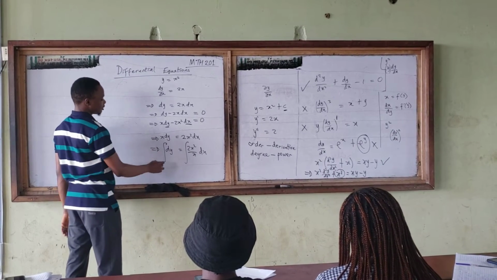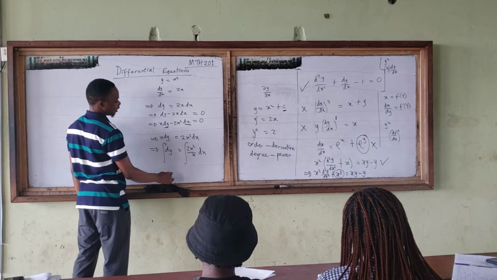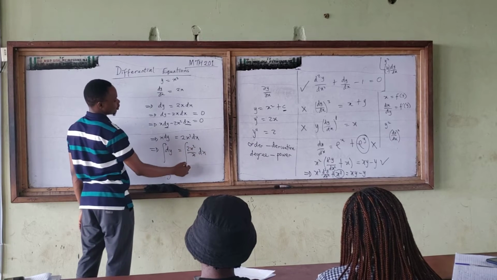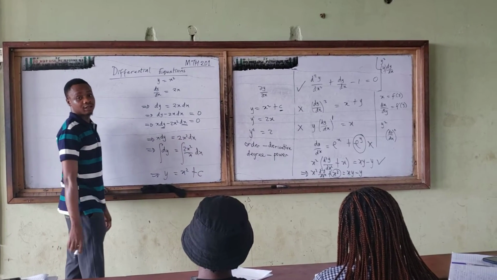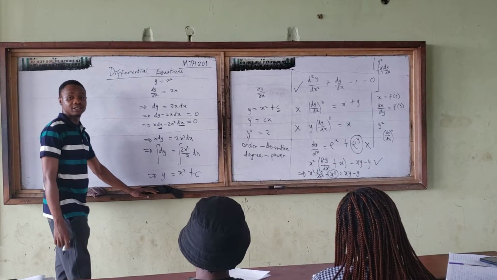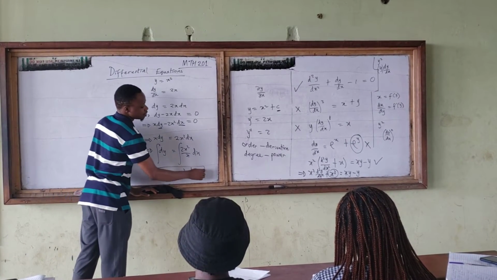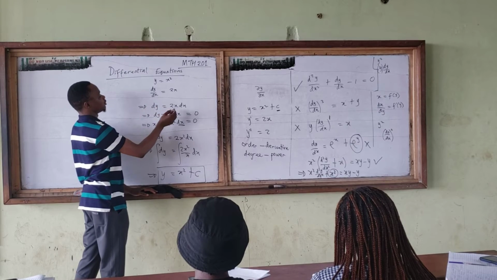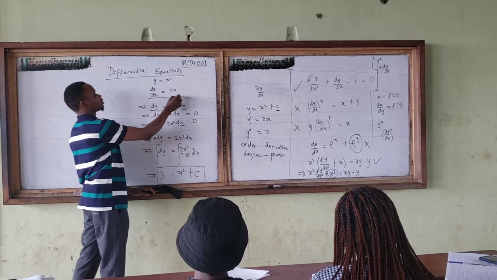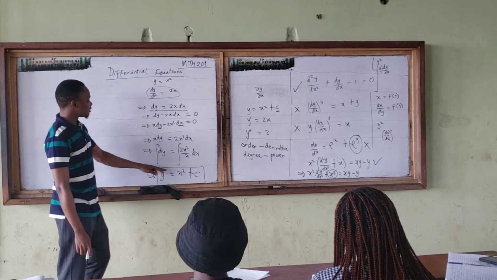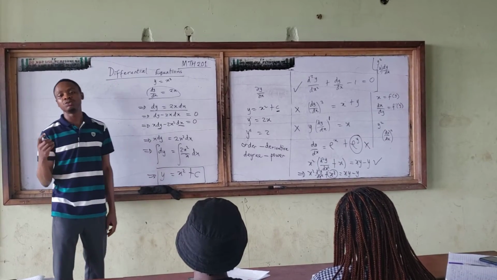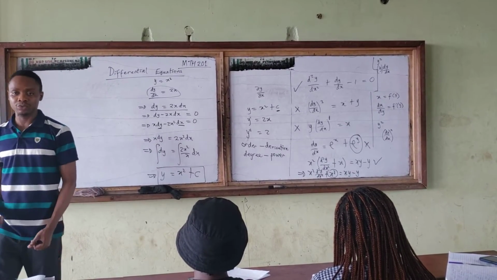So I can say that integral of dy should be y, and integral of this is just 2x, it should be x squared plus c. Is that clear? Constant of integration. Does it make sense to you? Then I will say this is the solution of this differential equation. The differential equation could have been given this way or this way. Is that clear? Okay, so it's quite easy when you have a variable separable differential equation.